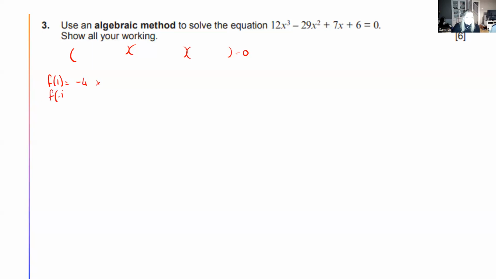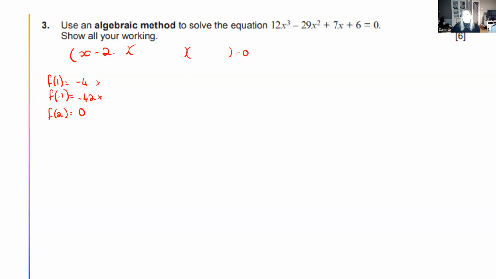So then I try -1, because that might be the case. In this case, it gave me -42, so I know that's also not a factor. And then I tried f of 2. Now, f of 2 is a factor because it gives me 0. So that means when I put 2 into my bracket, it gives me 0, so x minus 2 becomes my factor.